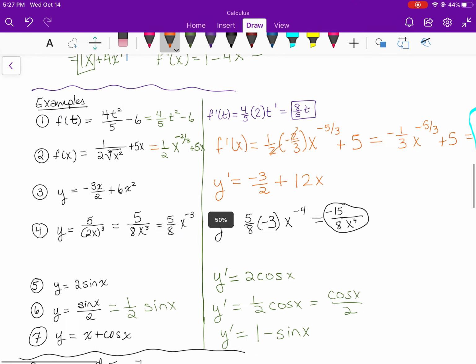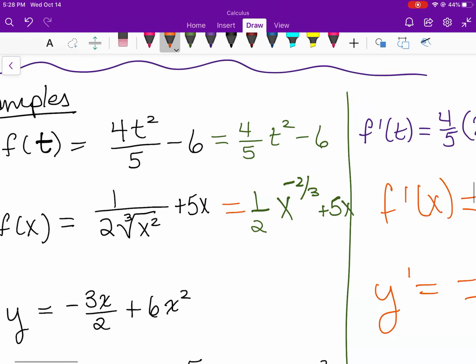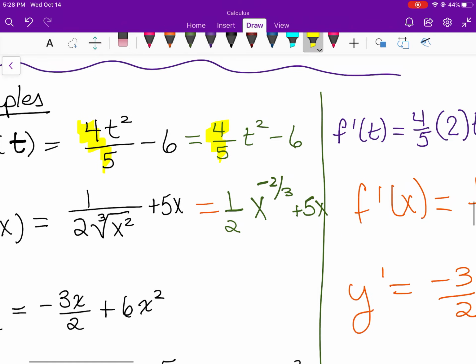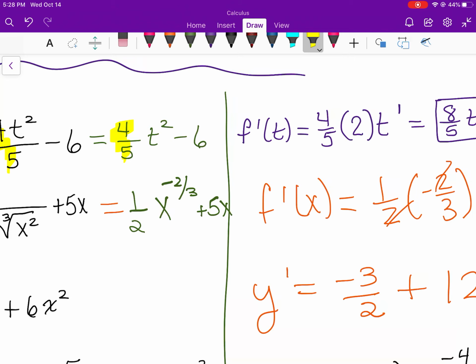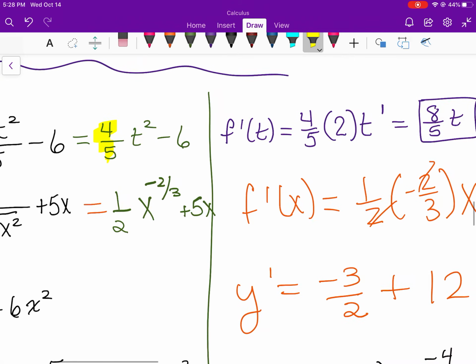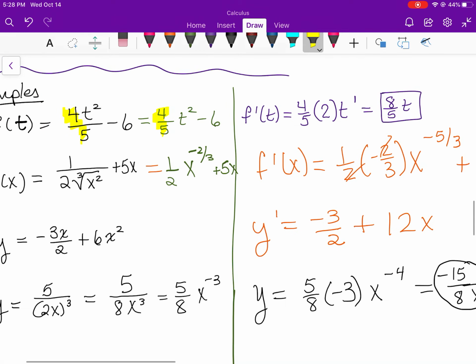These again are the examples we did in class. And so on this first example here, I had them take the 4/5 and just write it as a coefficient. And then they multiplied it by 2 and dropped the exponent down by 1. The derivative of -6 was 0. So our final derivative is here in purple.